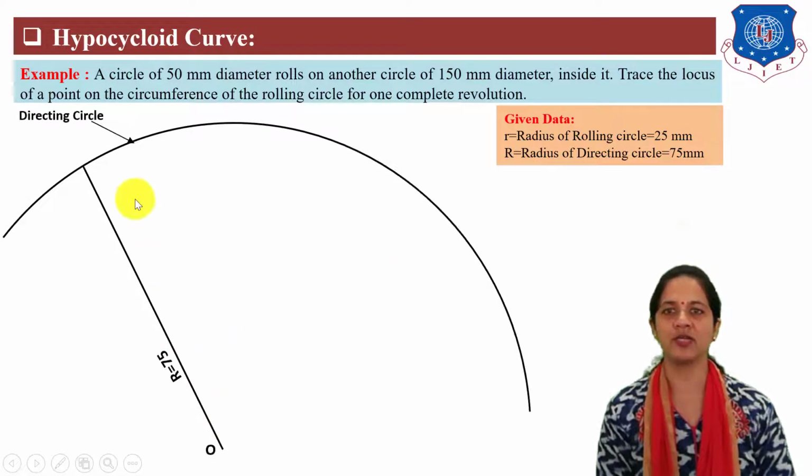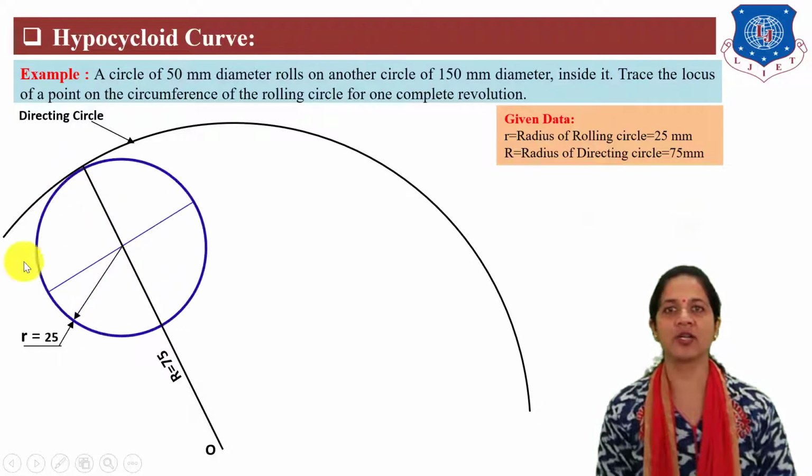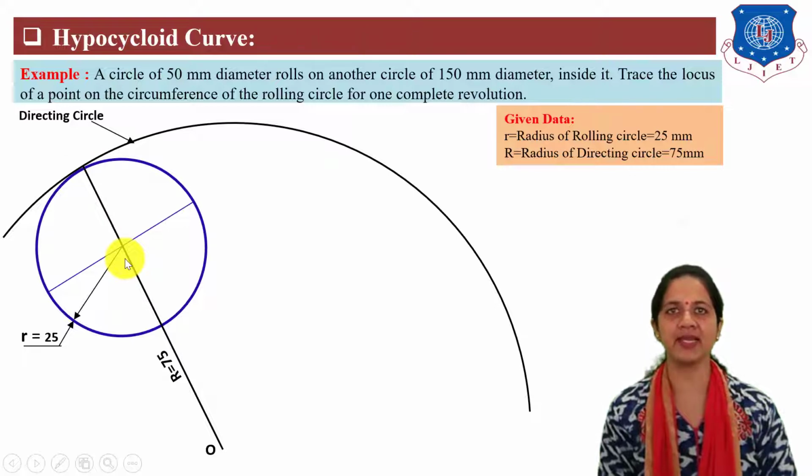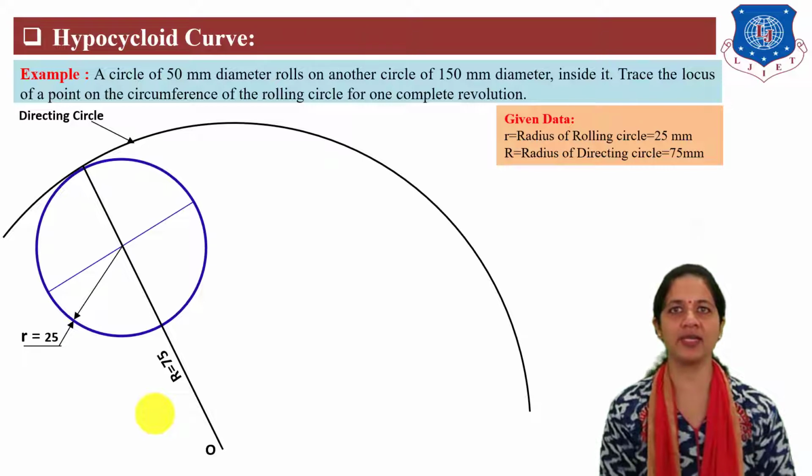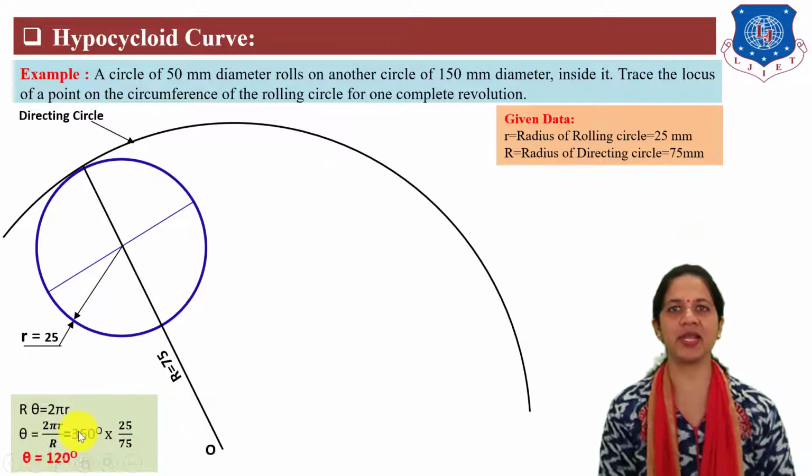So first draw the 75 mm radius directing circle arc. Next draw the rolling circle inside the directing circle. Take the center of the rolling circle 25 mm inside the directing circle. Next, find theta for the directing circle. Similarly, as per the hypocycloid, theta is equal to 120 degrees.